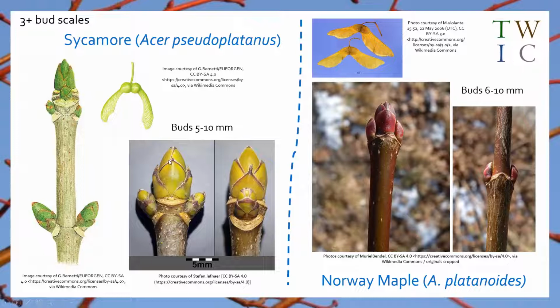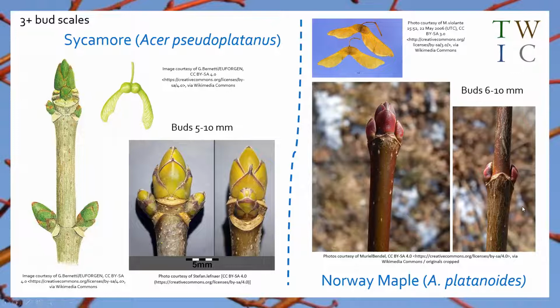Other features that we can use to distinguish between them. If you look at the lateral buds, so the side buds, in sycamore, they're pointing away from the shoot. Whereas in the Norway maple, the lateral buds you see on the far right, they're actually pressed up against the twig, what we call adpressed.